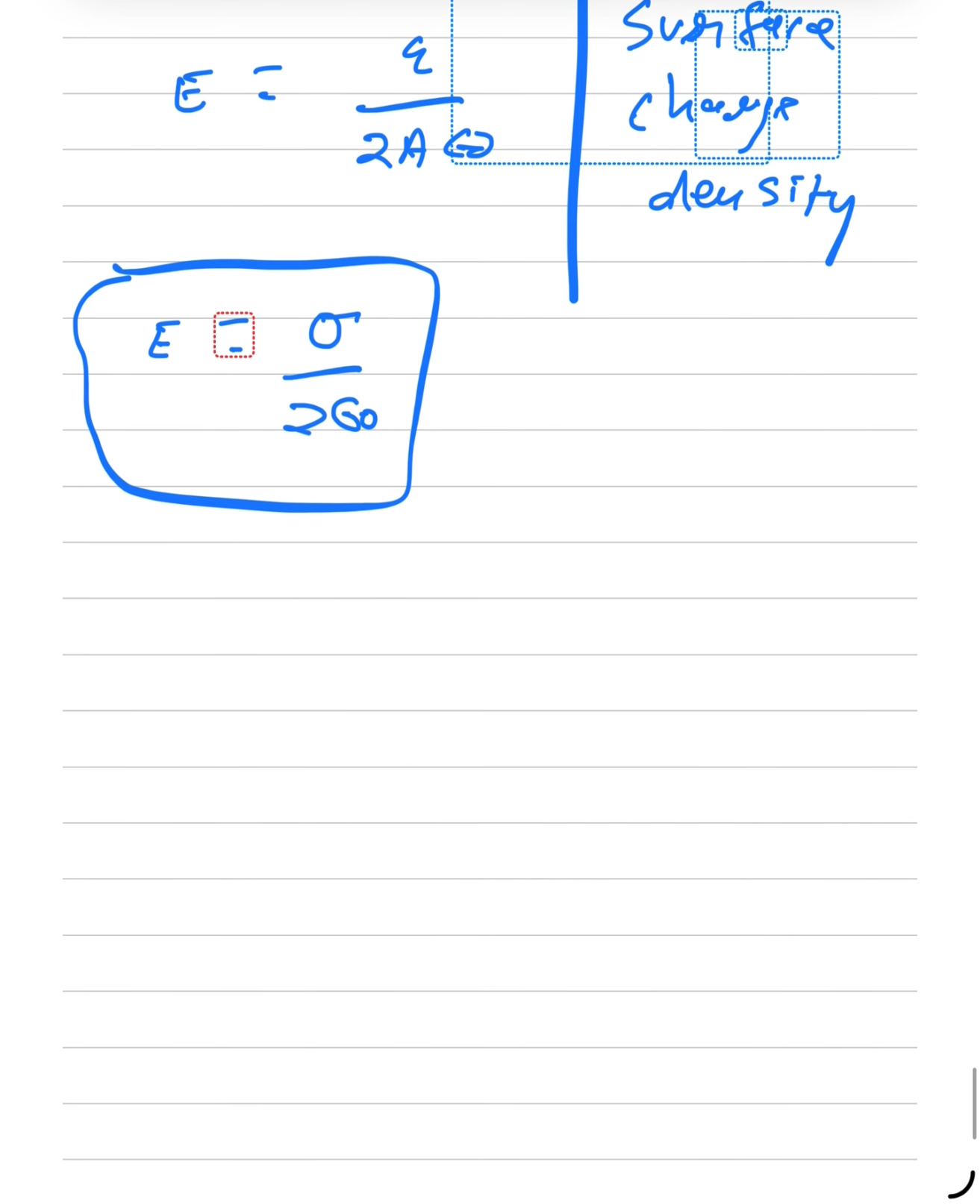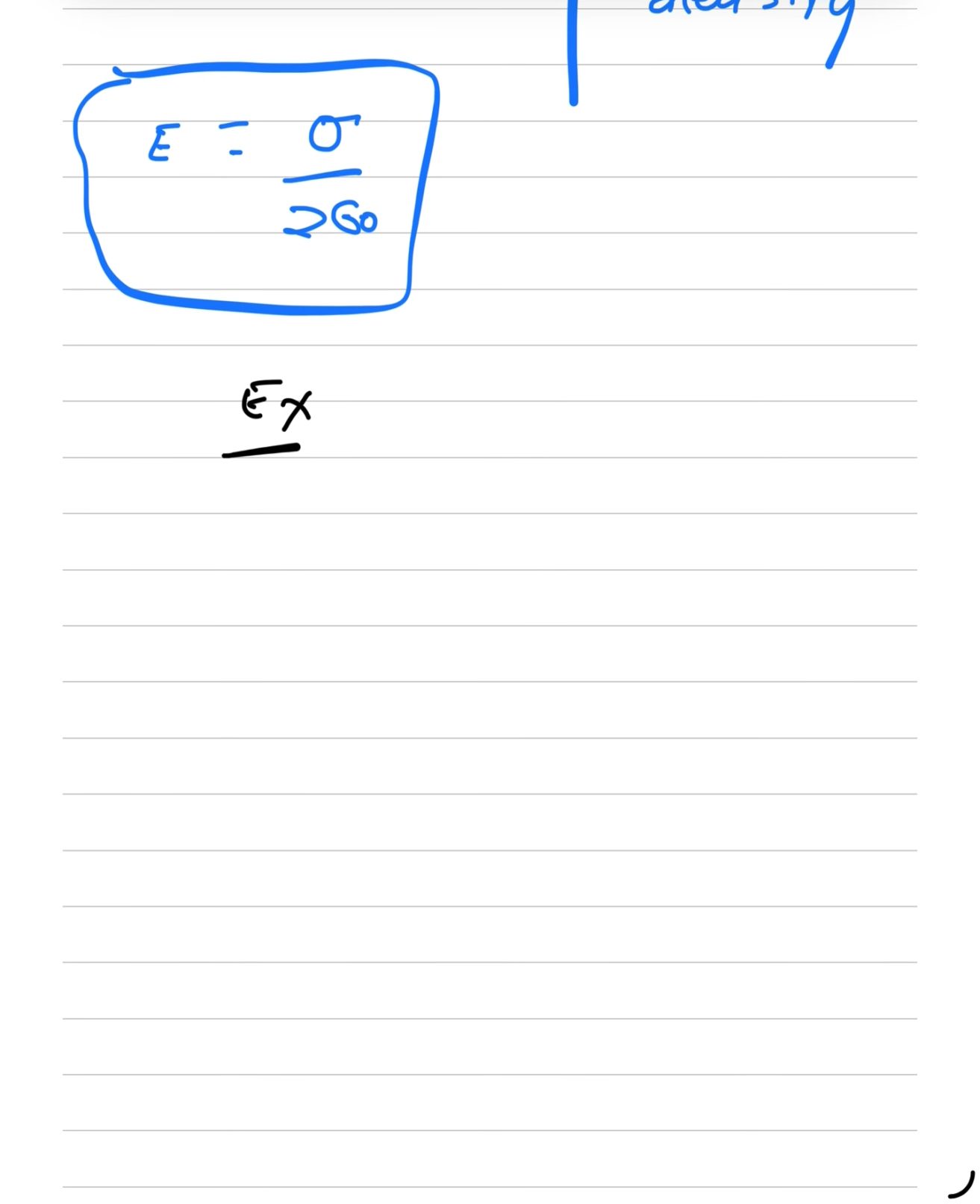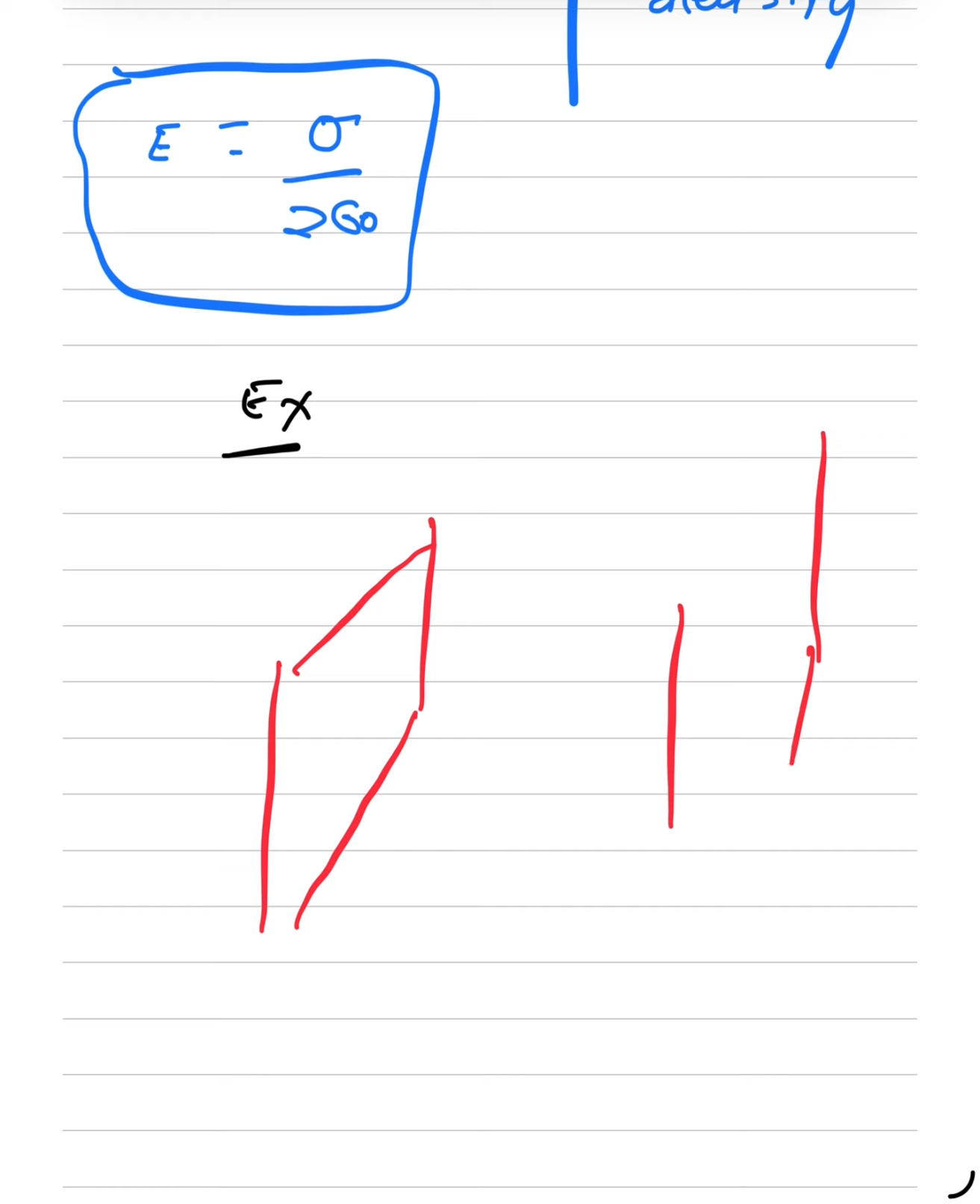Some numerical problems related to this. Example: suppose that this is a charged rod and this is a second charged rod, uniformly charged.